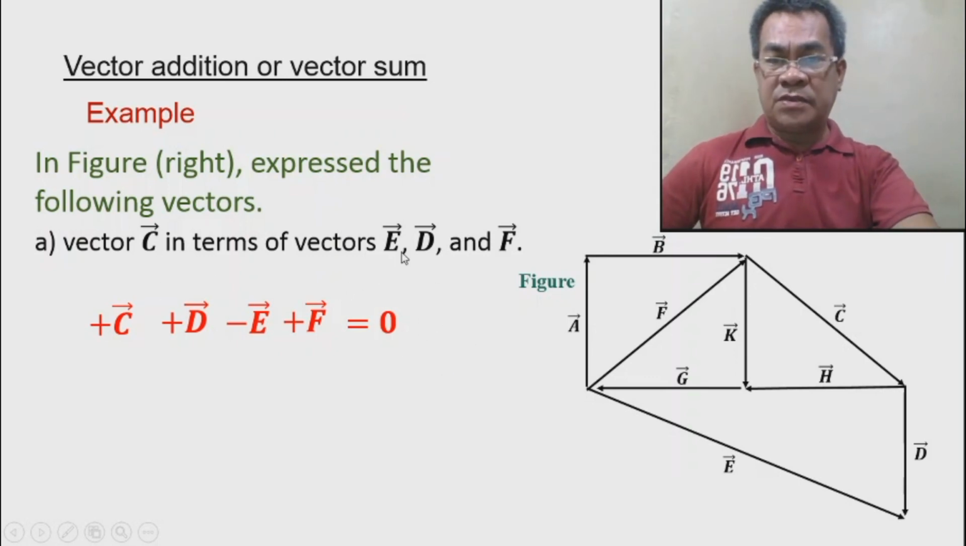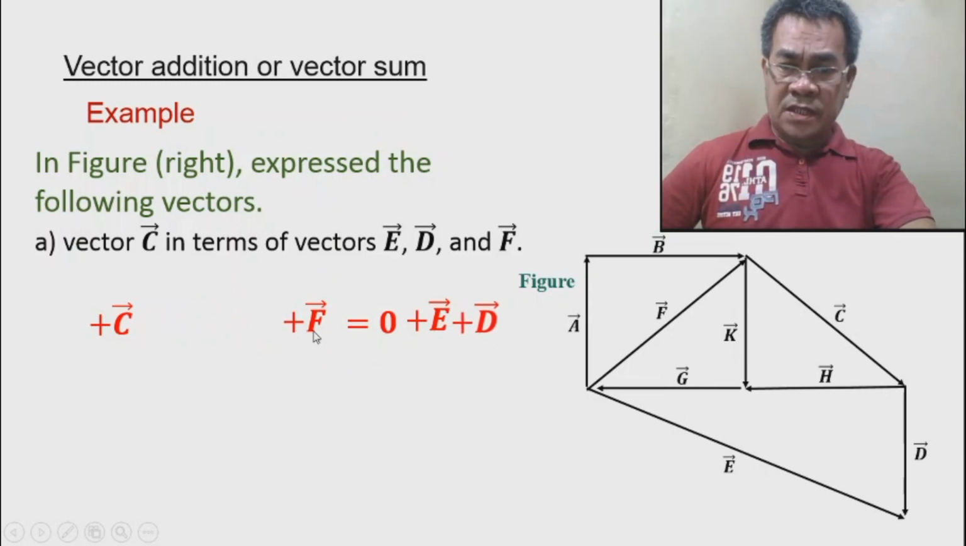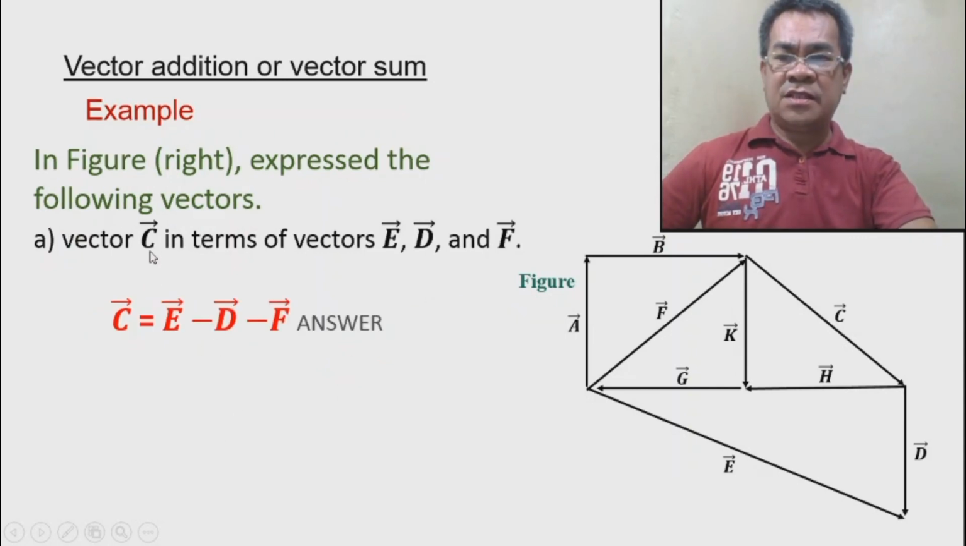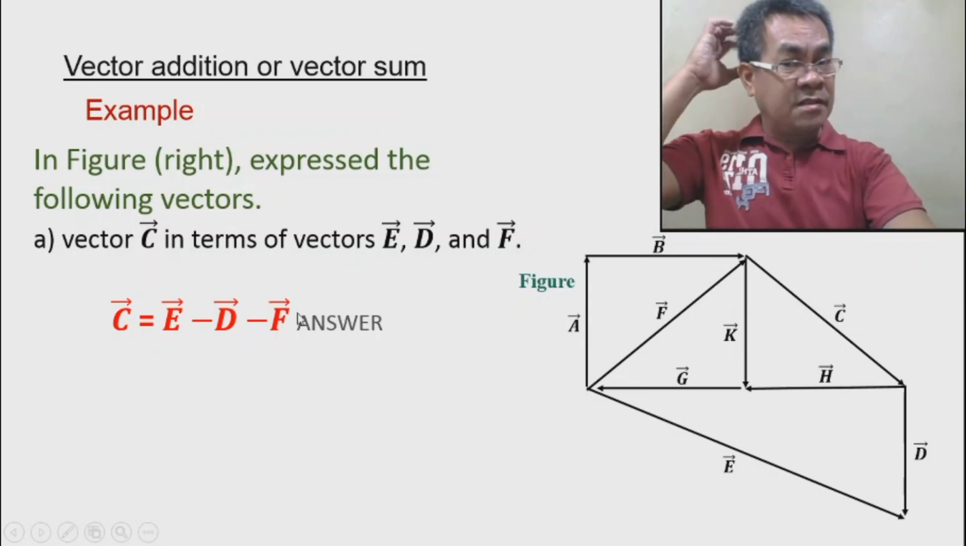Now, from this, we can easily use algebra. You can transpose this side. This is vector algebra: transpose D, transpose F. Then arrange, and this is the answer. This is how we express a vector in terms of the other vectors. Now this time, this is not a vector sum, but this is C in terms of the other vectors.